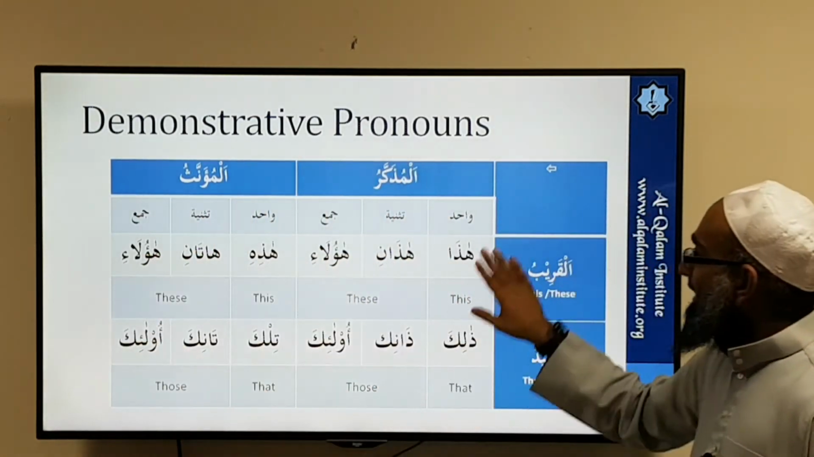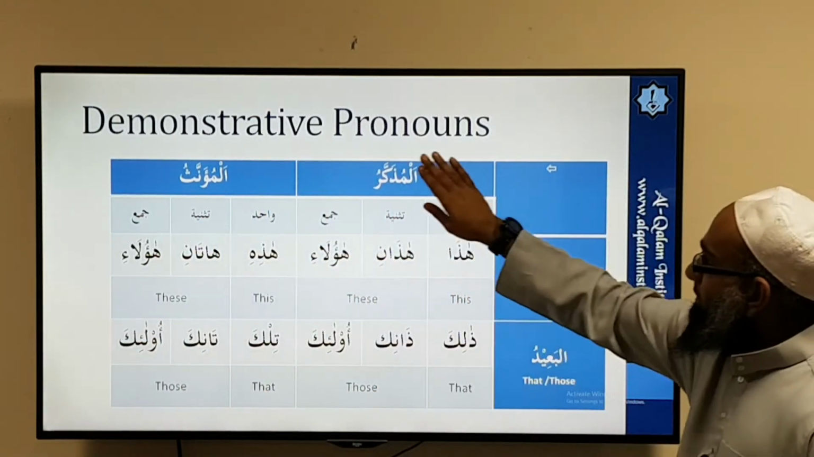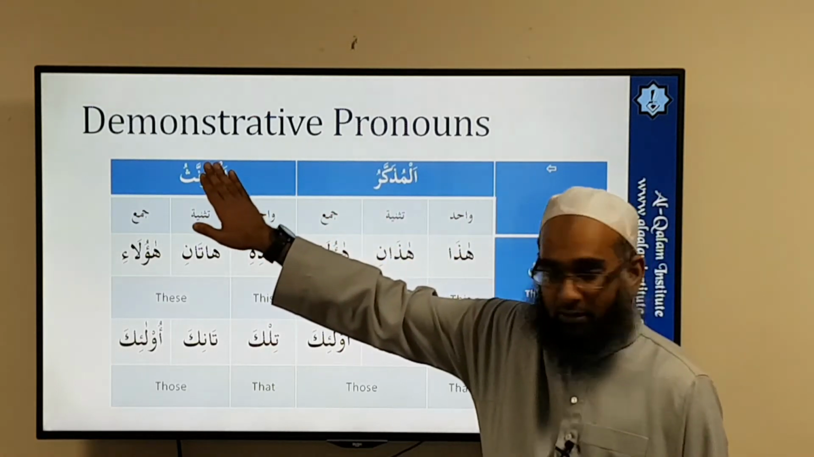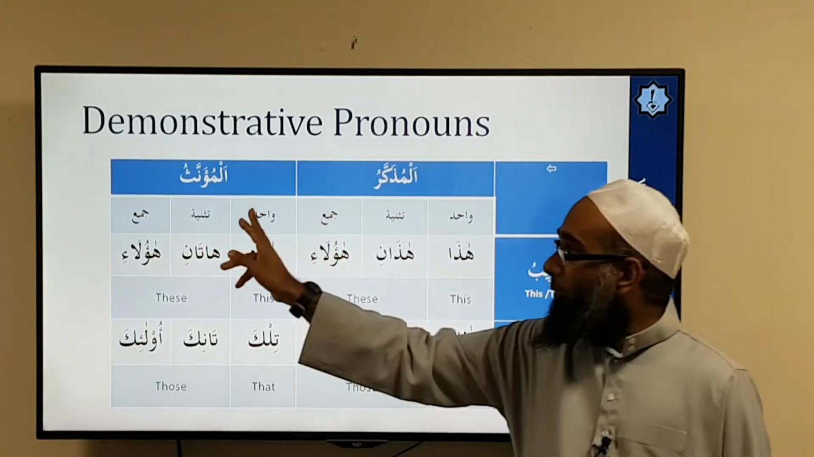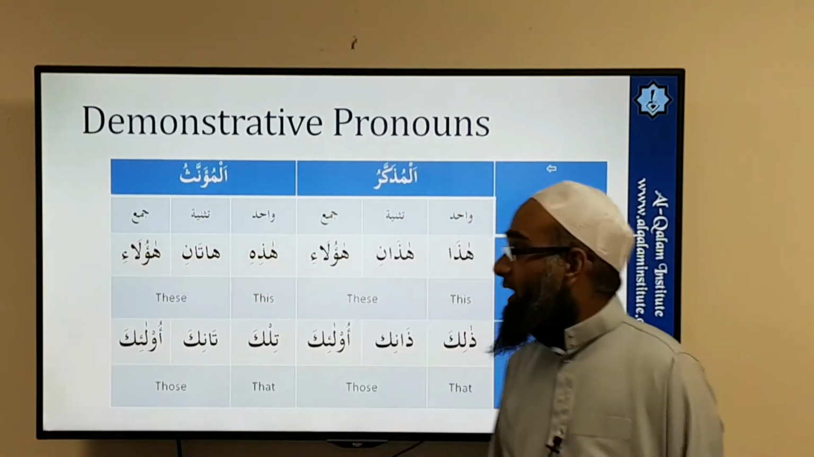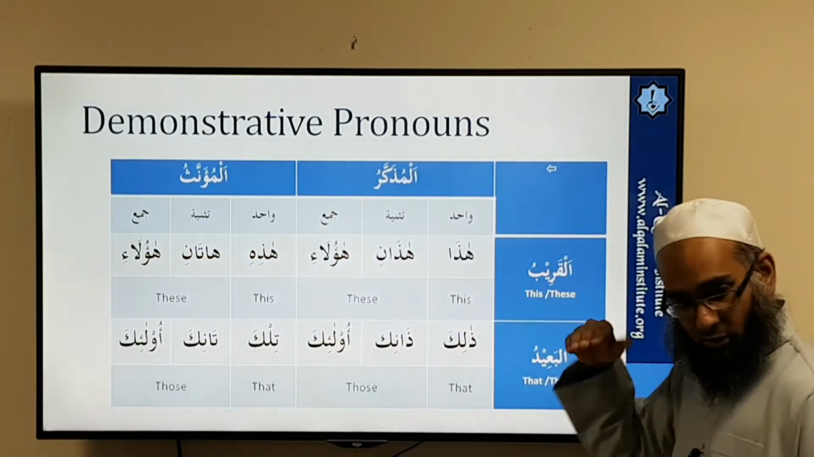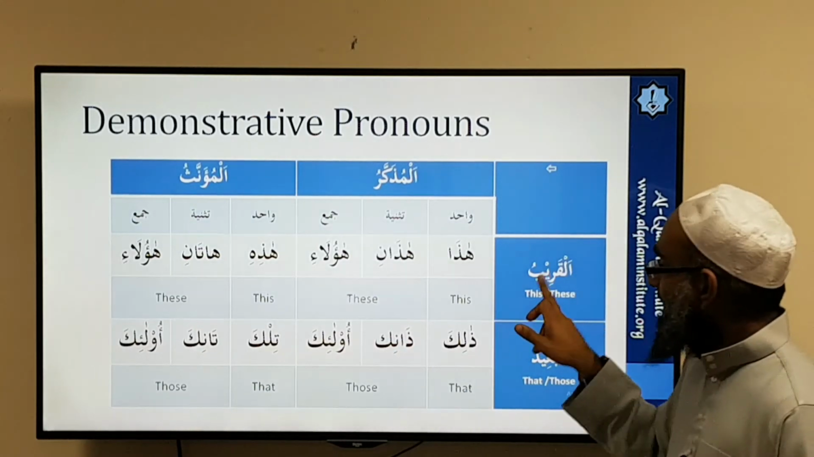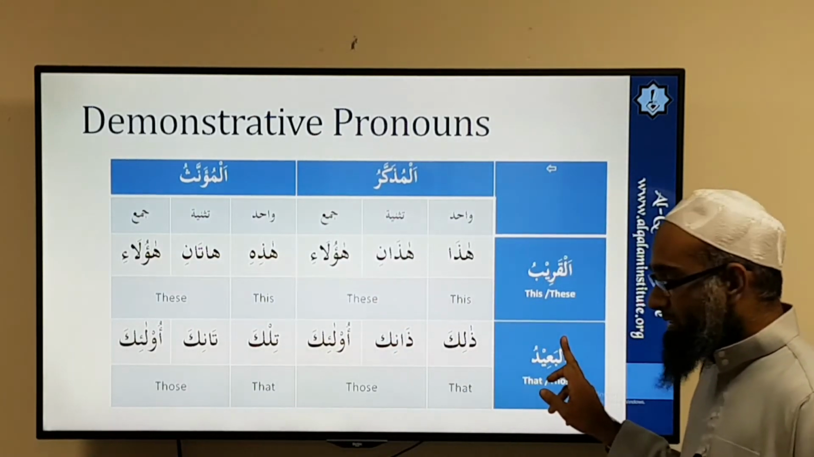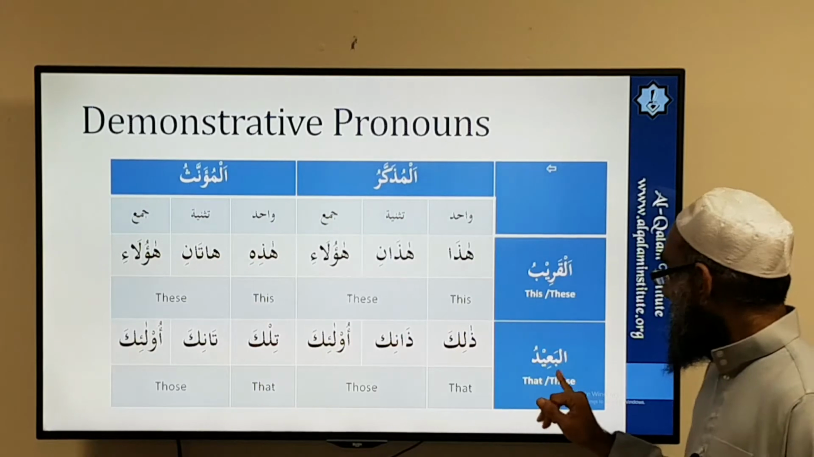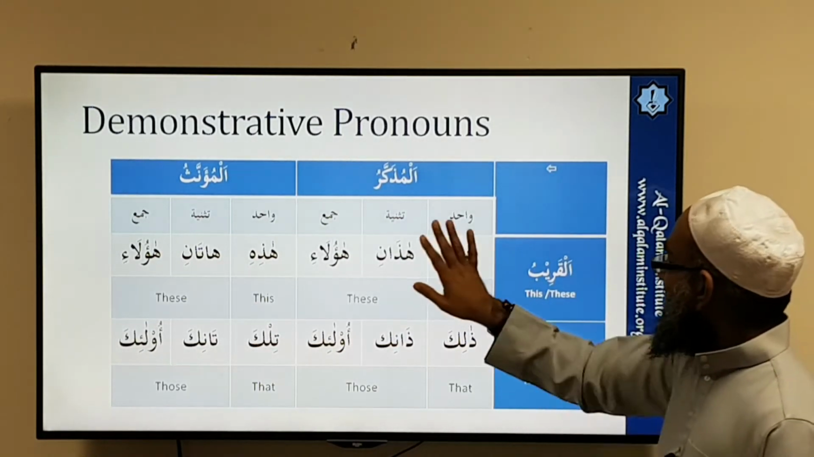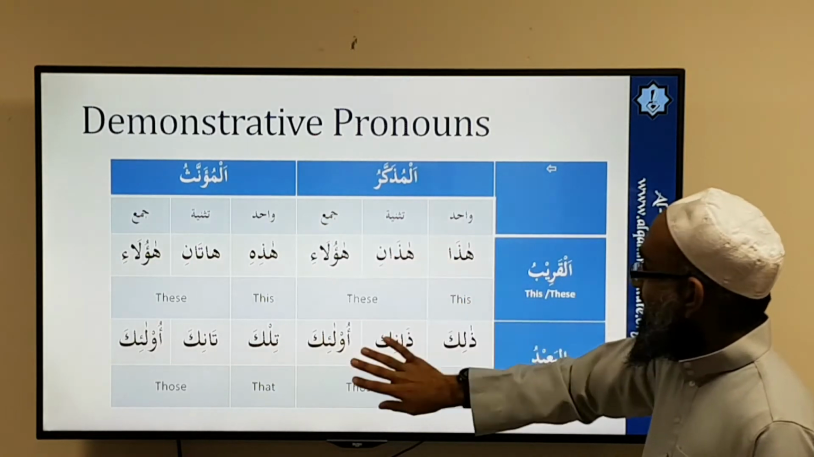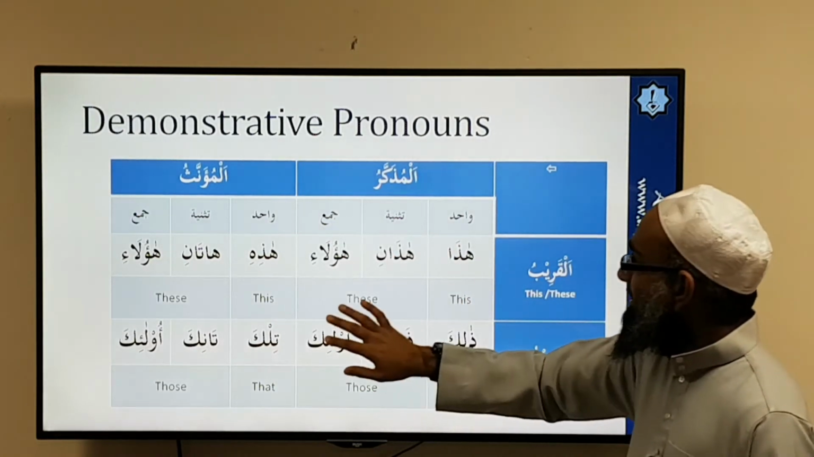Now if you look at it here, we have mudhakkar, mu'annath. Correct? And then within mudhakkar you have wahid, tasniya, jam', and the same for mu'annath. Then you have qareeb, meaning this, close. And then you have ba'id, which means far. So those, that and those. So in English you have this, that, these, those.